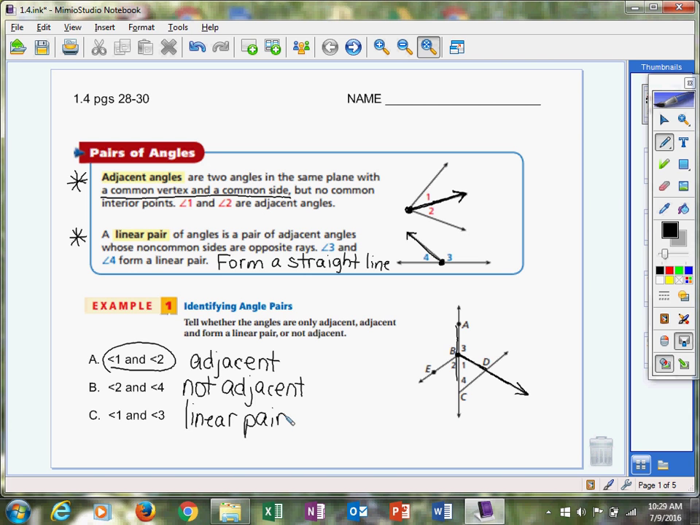So A is adjacent, but not a linear pair. So you just write adjacent for that. Hopefully that was easy enough for you to understand. I need you to get to understanding and visualizing this very quickly, because you're going to have to be examining pictures and identifying these angle pairs.